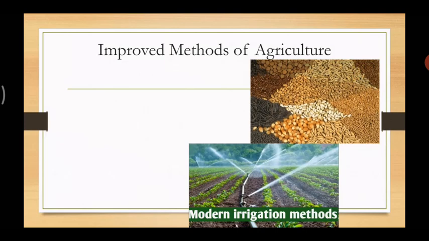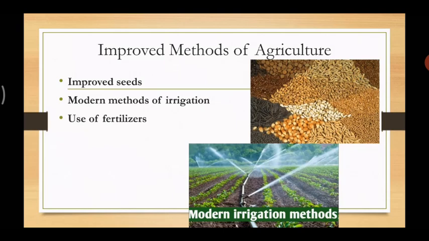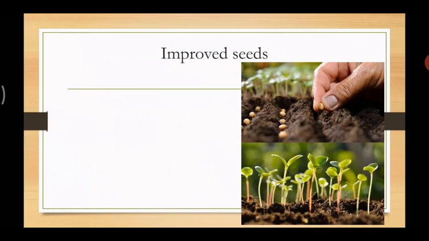There are different improved methods of agriculture. They are as follows. The first one is improved seeds. Then there are two methods of irrigation. Then the third is use of fertilizers. Fourth is protection of crops. And then the last one is storage of grains. We will learn in detail about all these points.